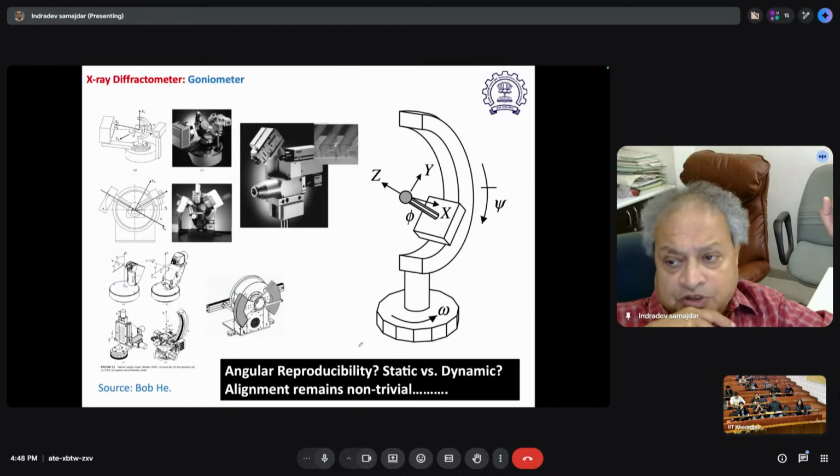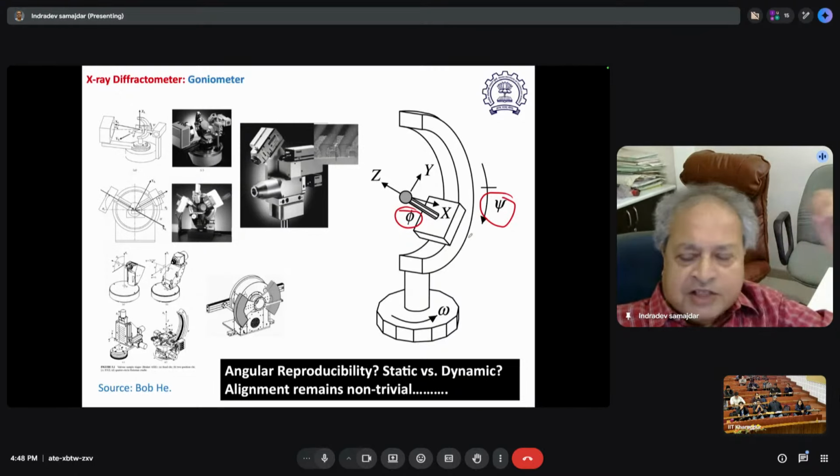Next comes the goniometer. Crude drawing will be something like this. You have a movement on the tilt, psi angle. You have a rotation on the phi angle. You have X, Y, Z movement. 3 axis, 4 axis, 5 axis goniometer. Please be aware that there are all kinds of complications.